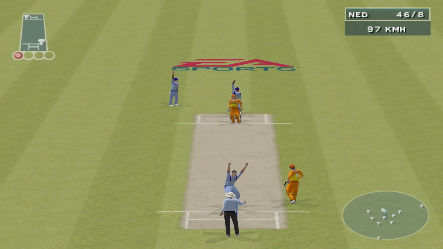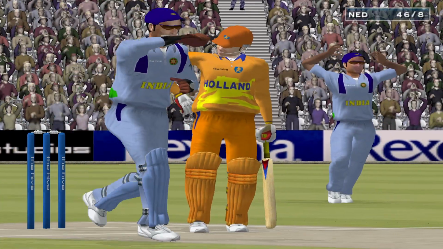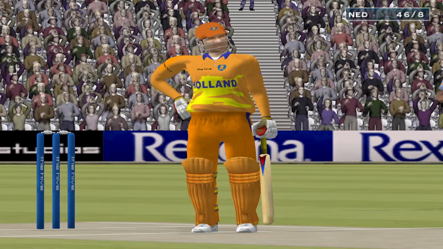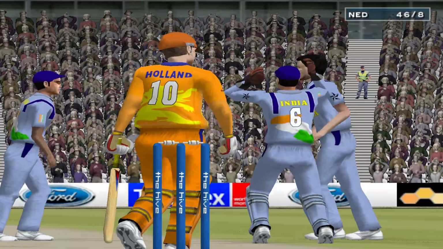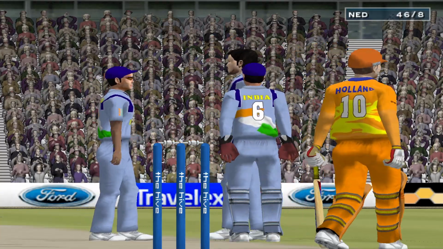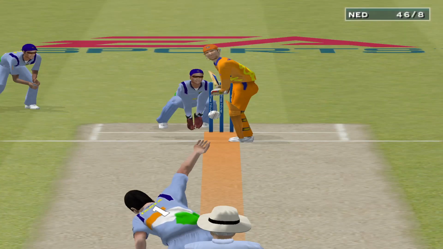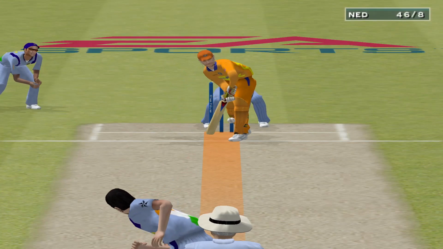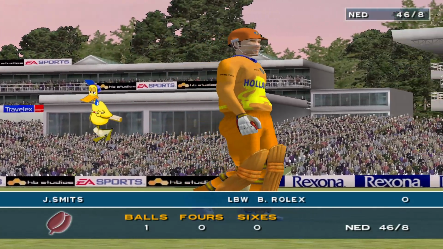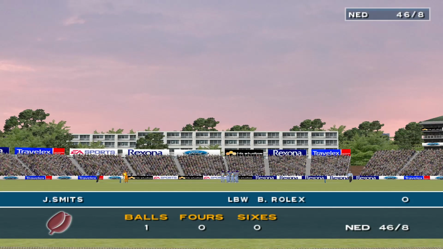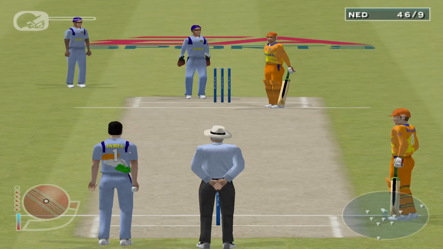Oh, that's close. The umpire raised his finger and he's out. That was a good decision by the umpire under a lot of pressure. Avarice has taken 4 wickets now. This was the end of the innings for Smits. Netherlands, 9 down now for 46. A first ball duck, all that way just for 1 ball. Adil Raja is the new batsman.